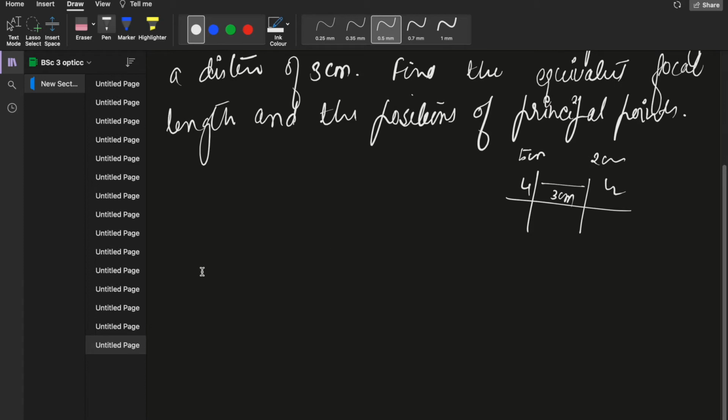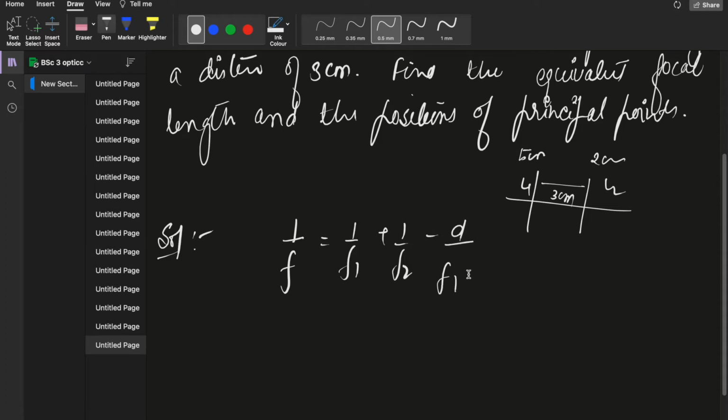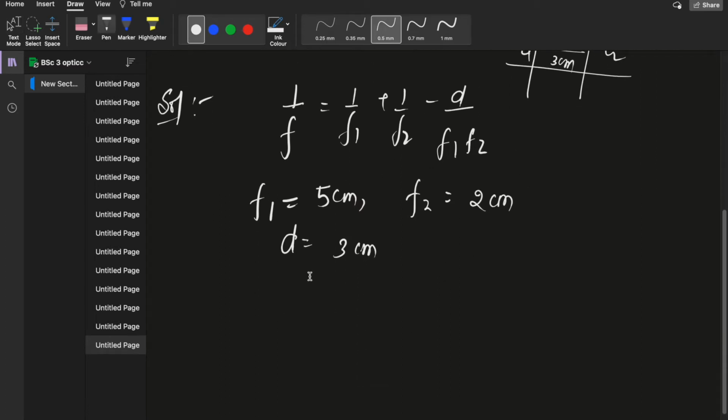Good. So if you remember, we knew that the equivalent focal length can be written as 1 upon f equals 1 upon f1 plus 1 upon f2 minus d upon f1 f2. From the question, our first focal length is 5 centimeter and our second focal length is 2 centimeter, and the separation between them, d, is 3 centimeter. So I can find the equivalent focal length.